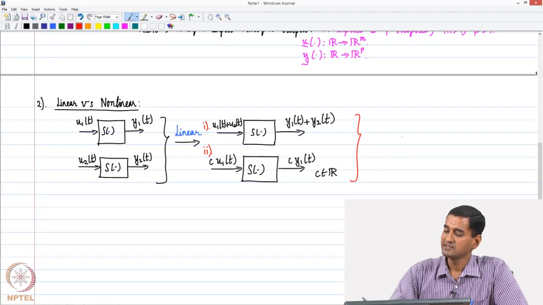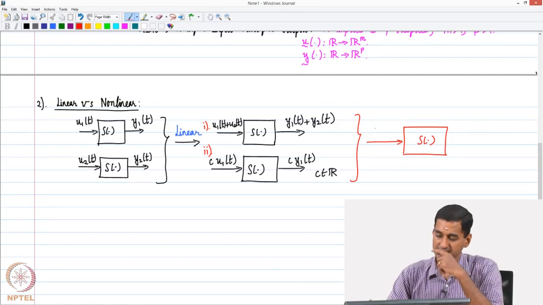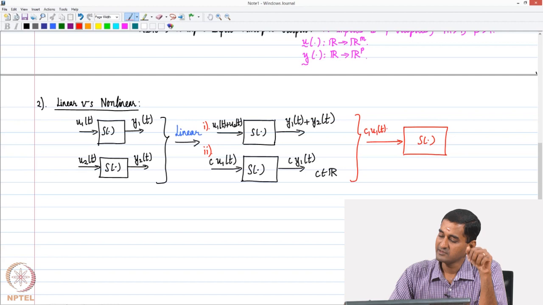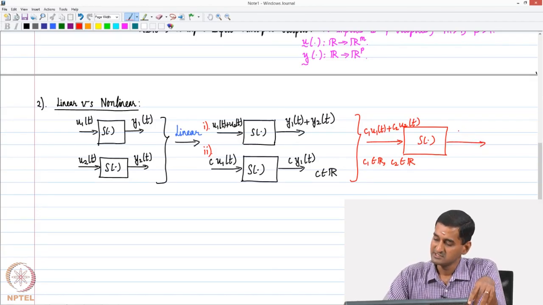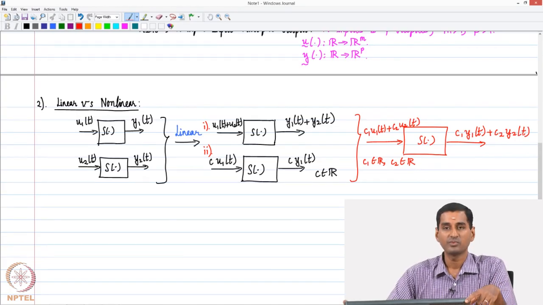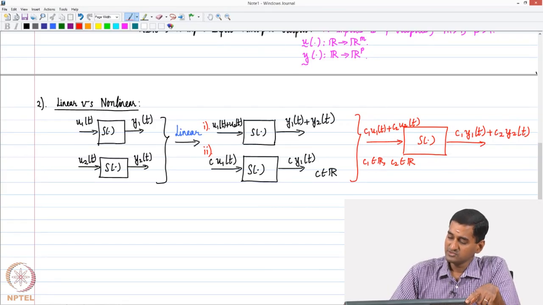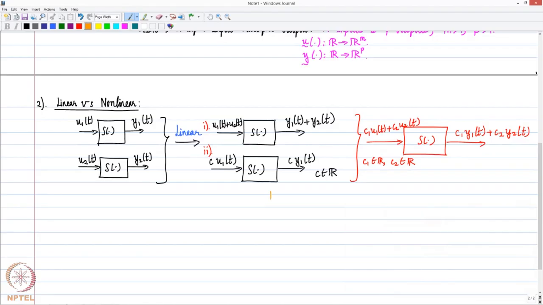The same definition can be rewritten in this way. Let us say I have the same system S, and I provide an input which is an arbitrary linear combination of u1 and u2, that means I am providing an input like c1 u1(t) plus c2 u2(t), where c1 and c2 are two real numbers. The question is whether I get the same linear combination of the two corresponding outputs y1 and y2. If this holds true, then the system is linear. So there are two equivalent ways of defining a linear system. One is this, and the second one is this. Typically people call this the principle of superposition for linear mappings.